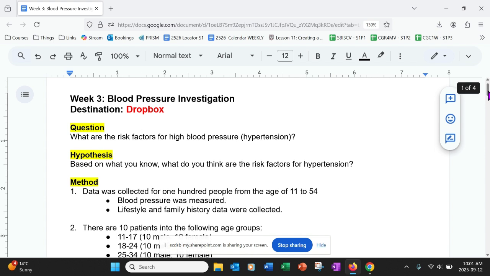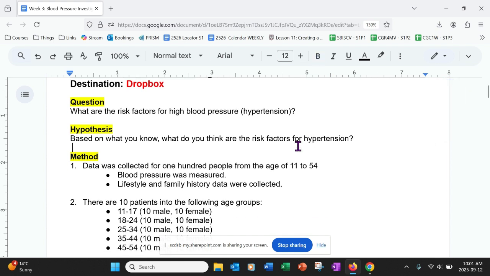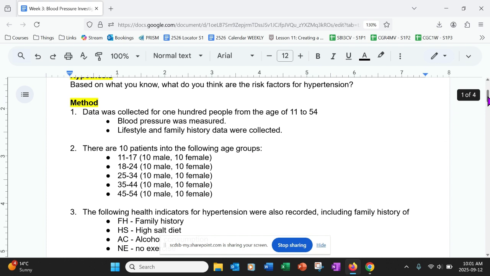So, what are the risk factors for high blood pressure? That's what you're going to be investigating. Based on what you know, what do you think are the risk factors for hypertension? That's not a real hypothesis, but you can go ahead and answer that question if you want. But if you're listening to this message, you can bypass it altogether. You're not getting a mark for it anyway.